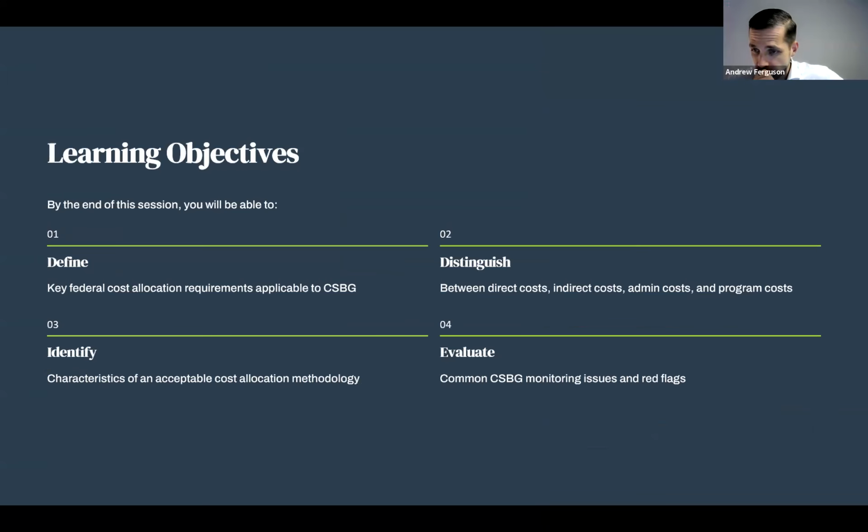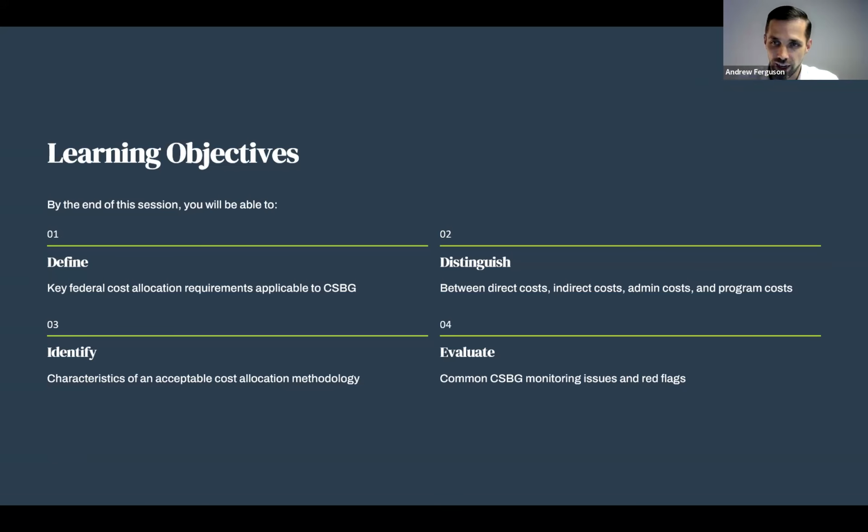Our learning objectives today are pretty straightforward, but like we said, it's a beefy topic. There are a lot of facets to cost allocation, what it looks like, what it's for, and some of the nuances of looking at cost allocation within the CSBG ecosystem. Our goals today are that you'll be able to define the key federal cost allocation requirements applicable to CSBG, and distinguish between direct cost, indirect cost, admin cost, and program costs.